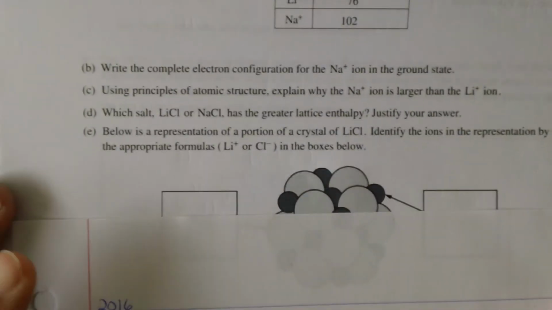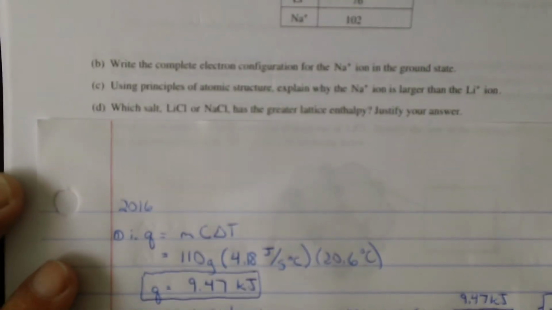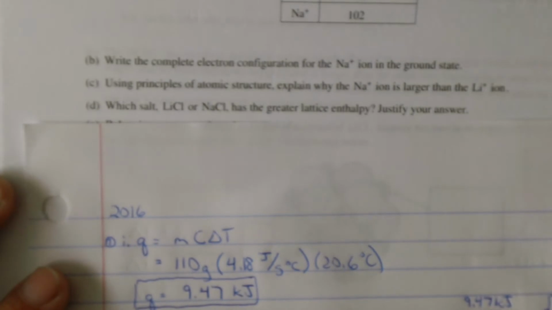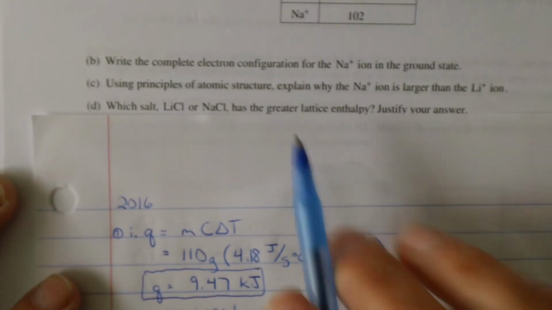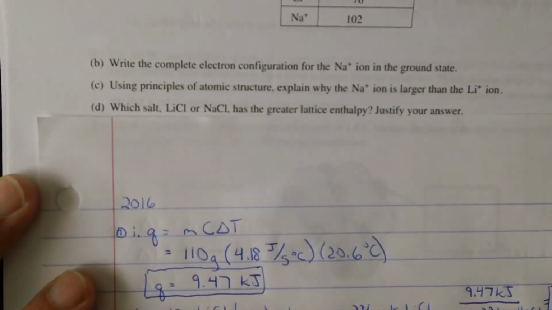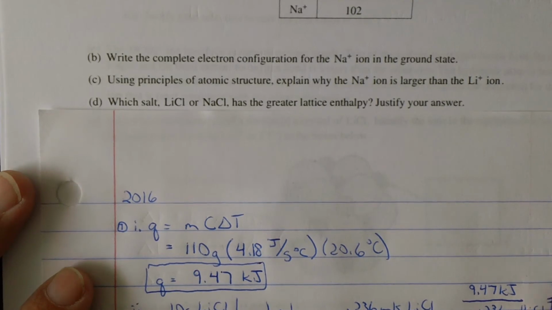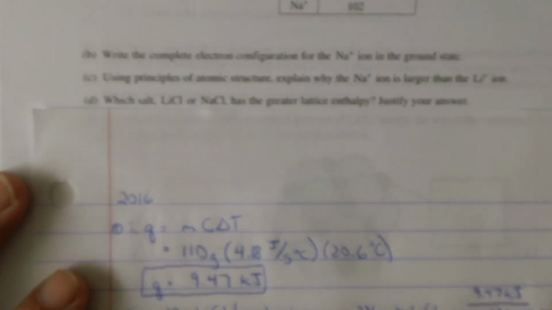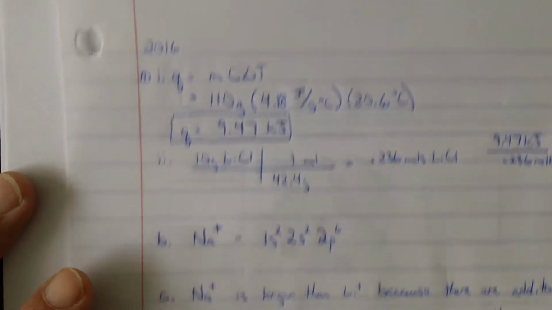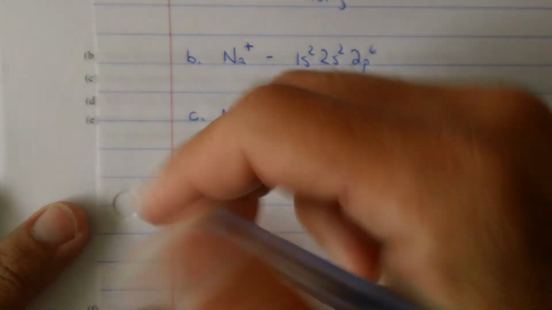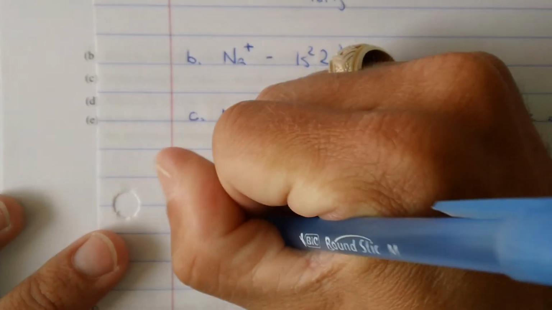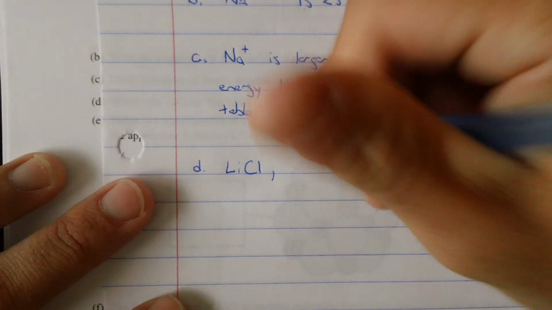Part D. Part D says, which salt, lithium chloride or sodium chloride, has the greater lattice enthalpy? Justify your answer. Lattice enthalpy, how much energy it takes to break that crystal lattice apart, or how much energy is released when that crystal lattice forms. Either way, the greater one is going to belong to lithium chloride. So it asks that, which salt? Lithium chloride. Answer the question. Why?